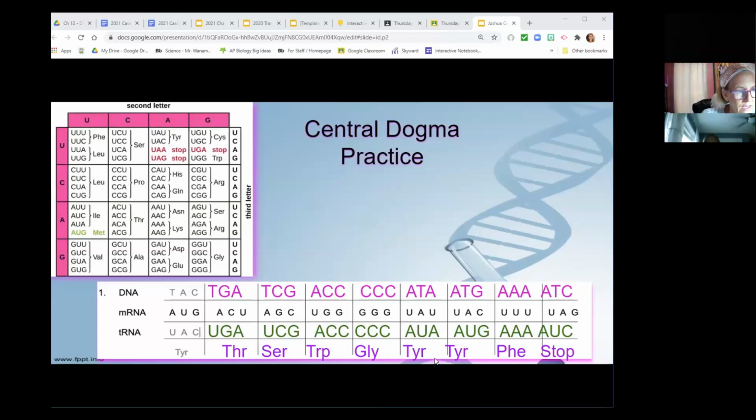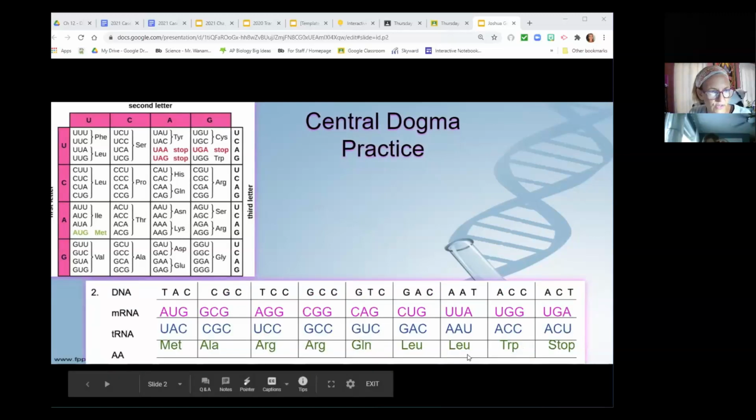Excellent. Okay, next slide. So this one, methionine, your start codon, alanine, arginine, glutamine, I think, or is that GLU? No, glutamine, leucine, tryptophan, stop. Is that what you guys all got?